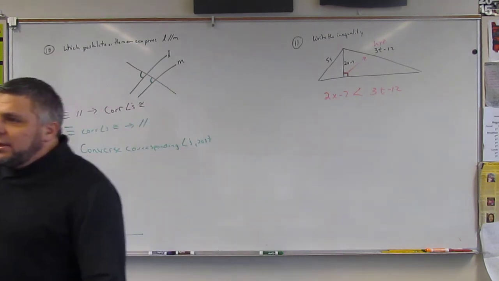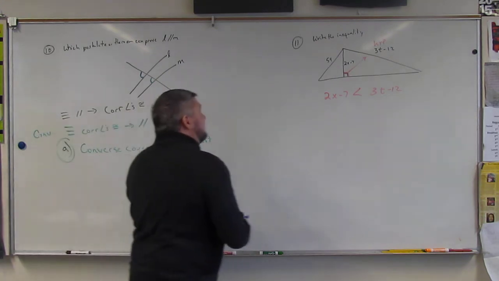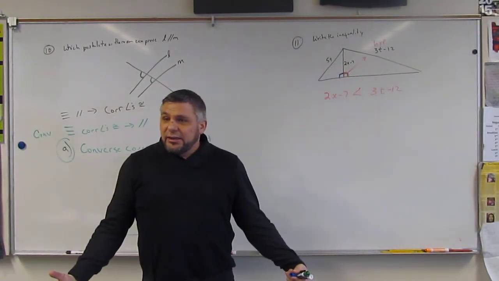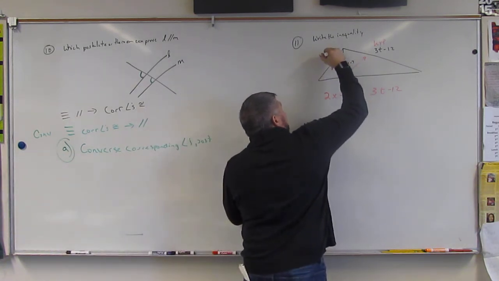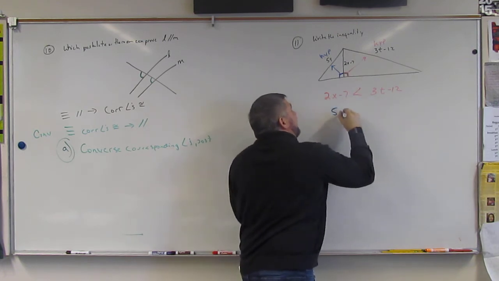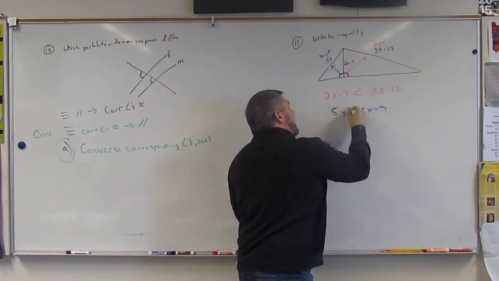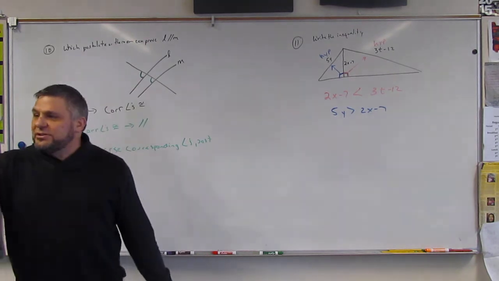Right? That's always bigger. And in the same aspect, this side is right. Right? So if that side's right, then this is your hypotenuse. So that means that with respect to 5y and 2x minus 7, 5y is bigger. Right? Because it's the hypotenuse. The hypotenuse is always bigger.